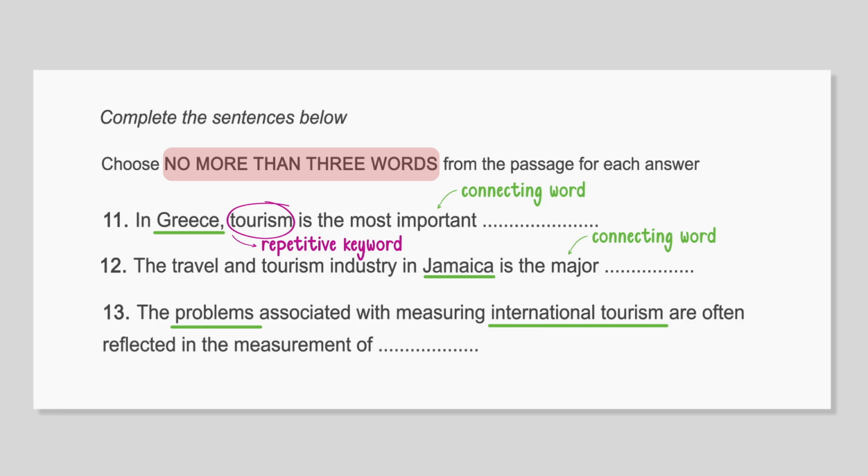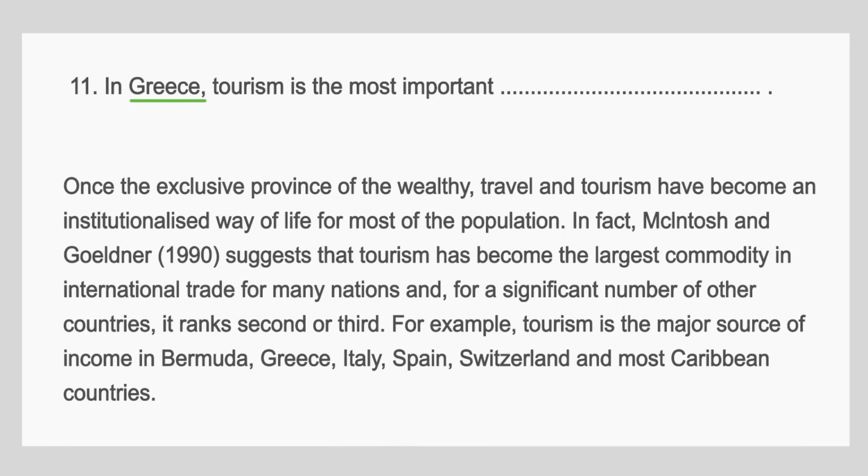Again, it is not the easiest keyword. By easiest keyword, as I said before, I mean dates, numbers, specific names of people, names of places, countries, cities, all right? So these are, let's say, easiest keywords. So let's try to answer question number 11. In Greece, tourism is the most important, blah, blah, blah.